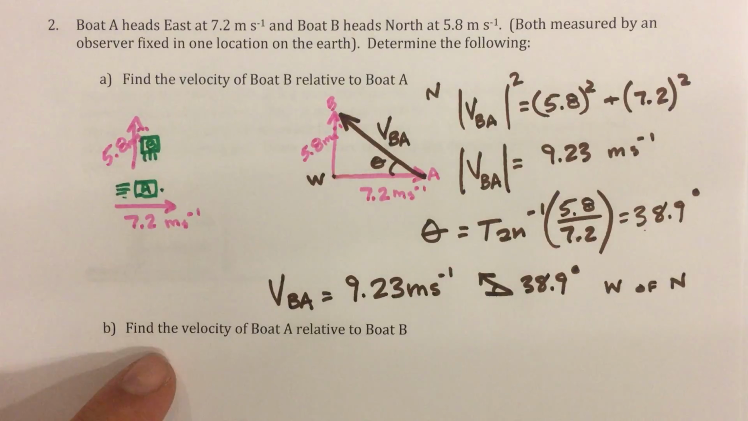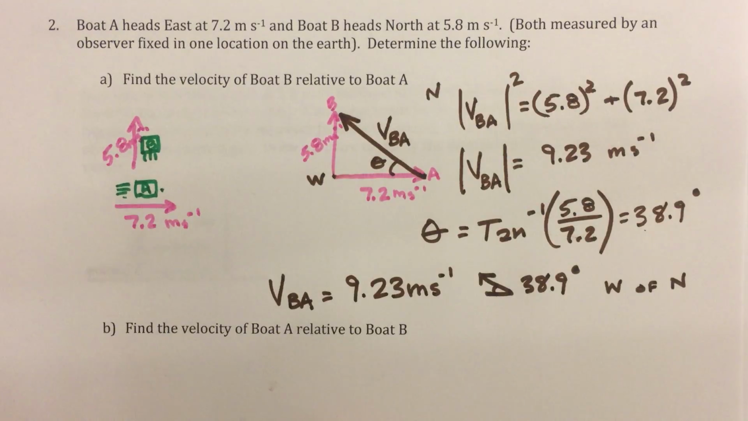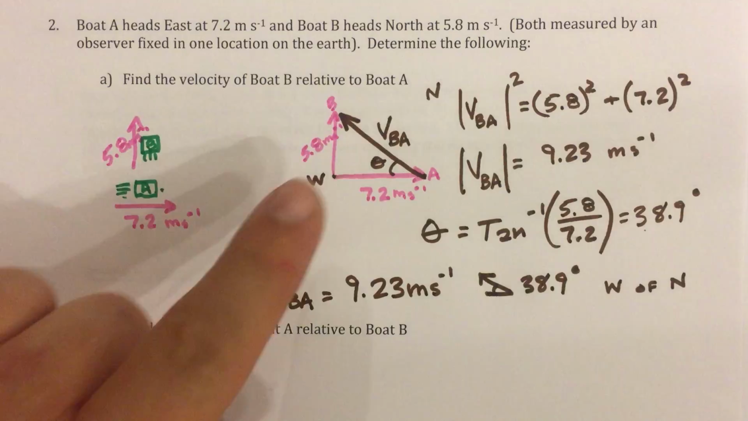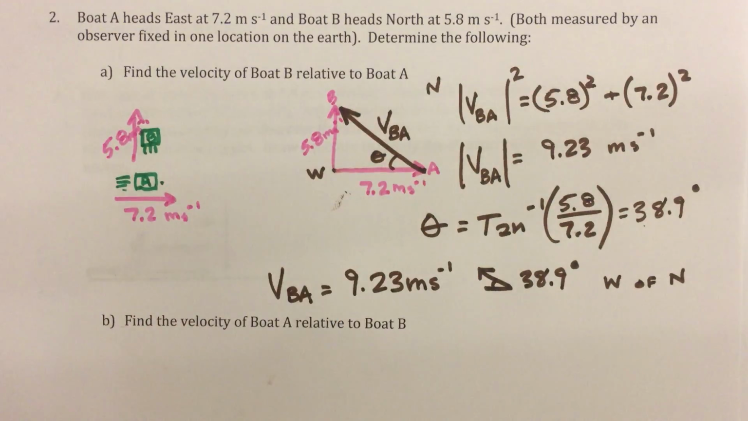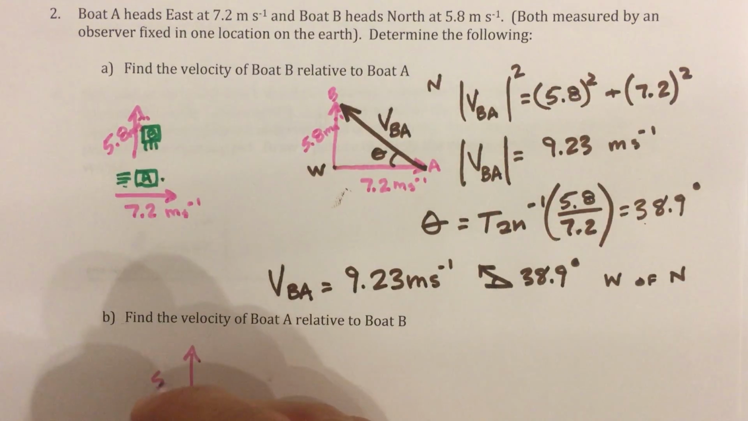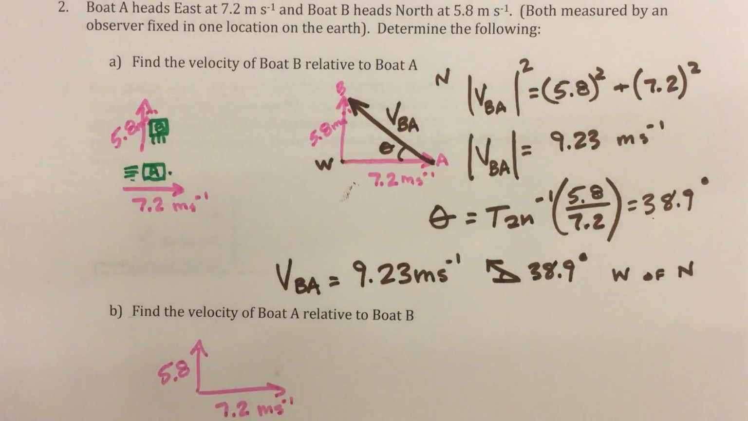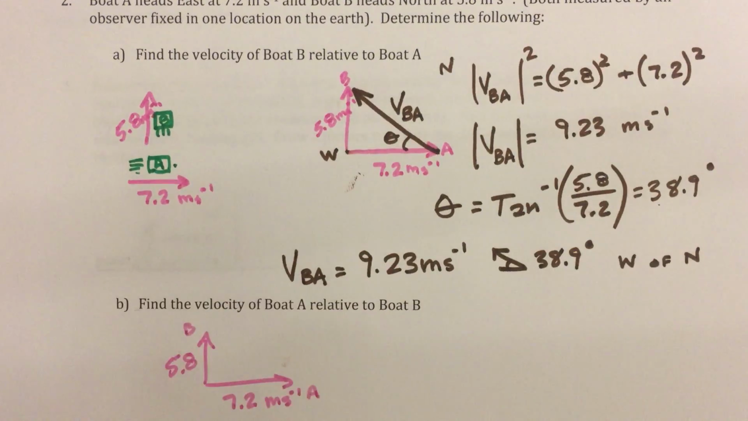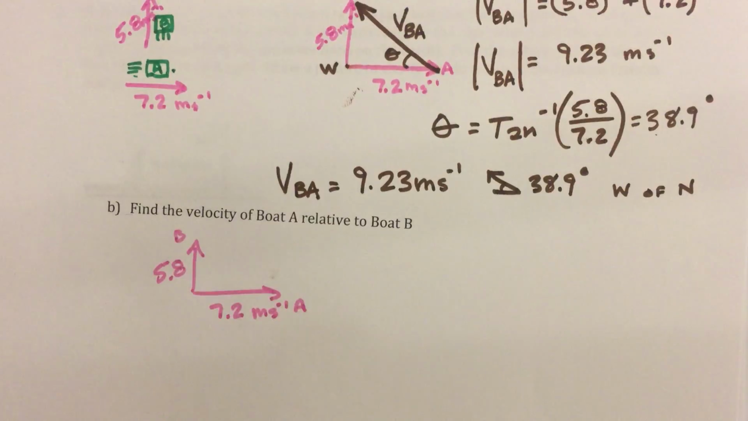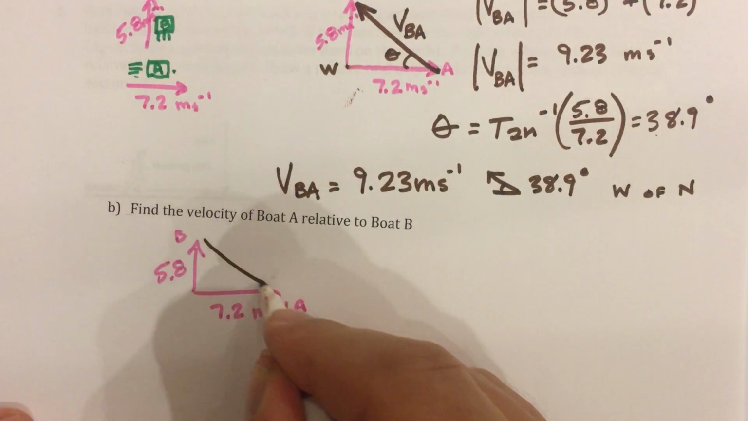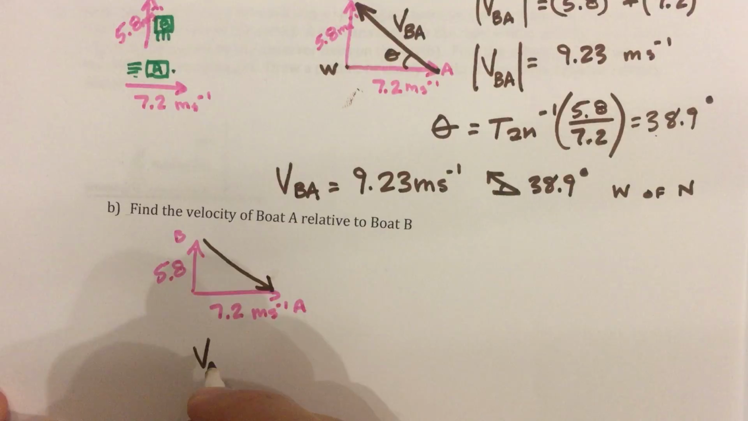Excellent. It says find the velocity of boat B relative to boat A relative to boat B. Well, in this case, we could use the same drawing, but this time we're going from B to A. So we might have the same drawing, but now we're going from B to A. So our reference point is boat B, and we're looking for boat A, and that's just the same vector, only this direction.